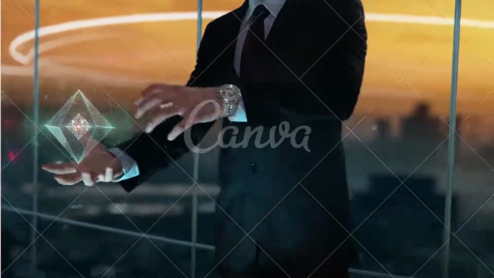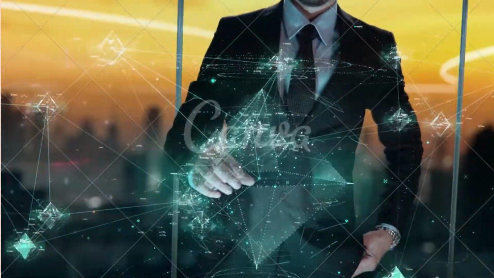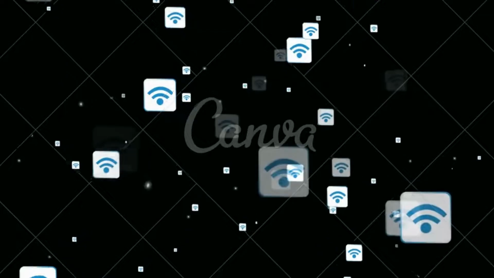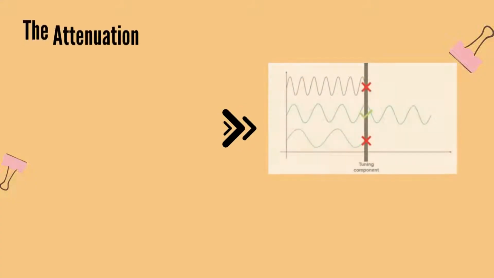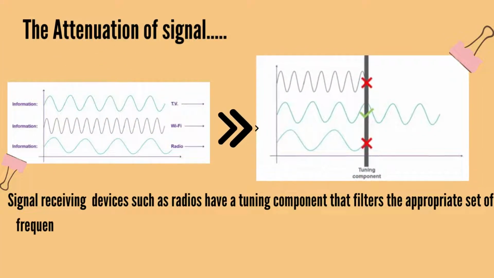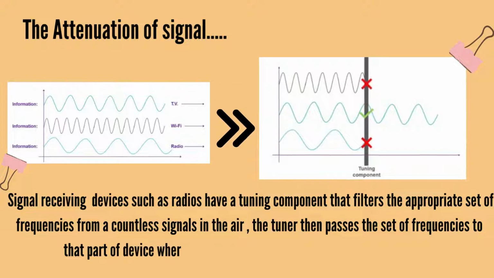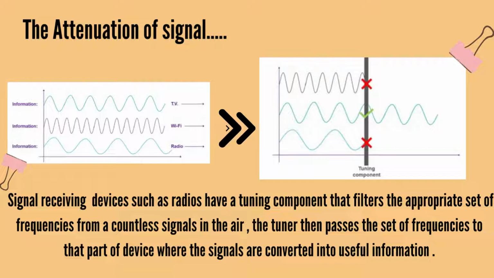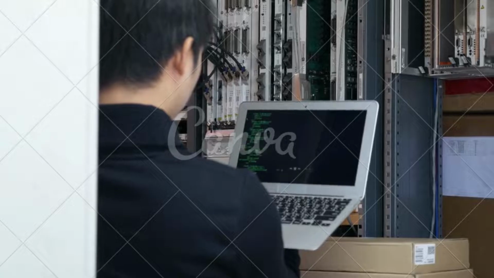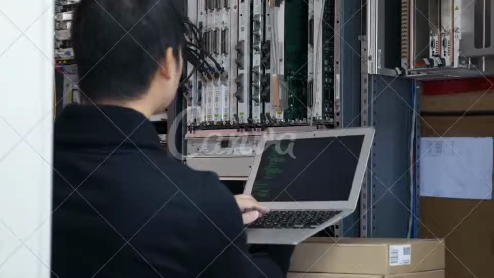Information is sent in the form of electromagnetic radiation wherever we go. Be it television broadcasts or Wi-Fi signals, each broadcast has a distinct frequency. The attenuation and filtering out of appropriate signals is the job done by the tuning component of the radio, after which it sends the signal to the part of the device where it can be converted into useful information.